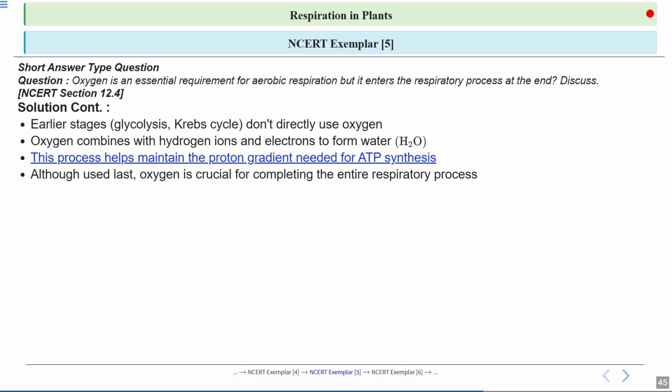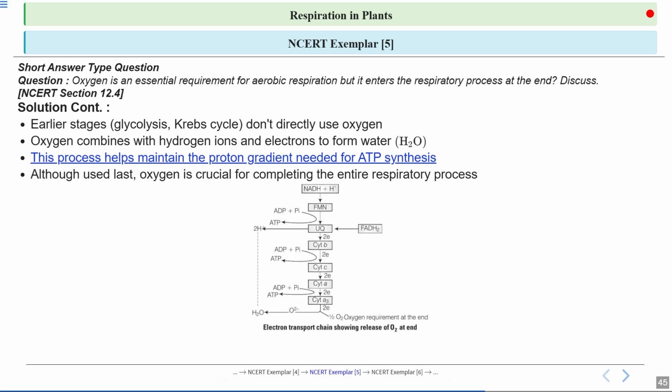Even though oxygen is used only at the last step, it is absolutely important for the entire respiratory process to be completed. Here in the image, we can see that electrons are transported through the ETC, and finally, the final electron acceptor is oxygen, which combines with hydrogen ions and electrons to form water.